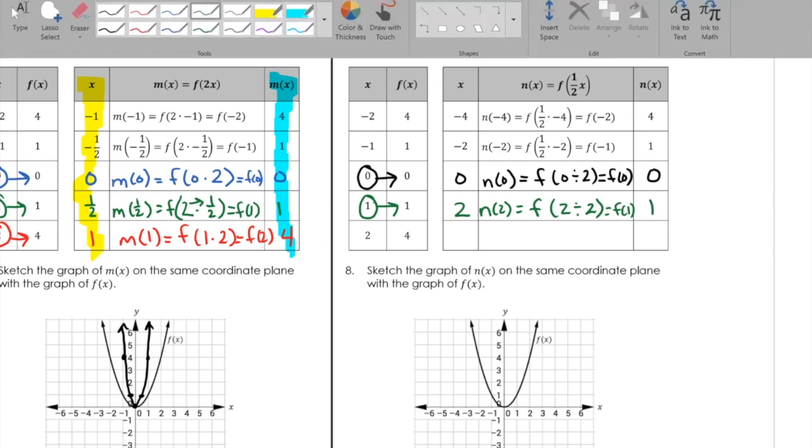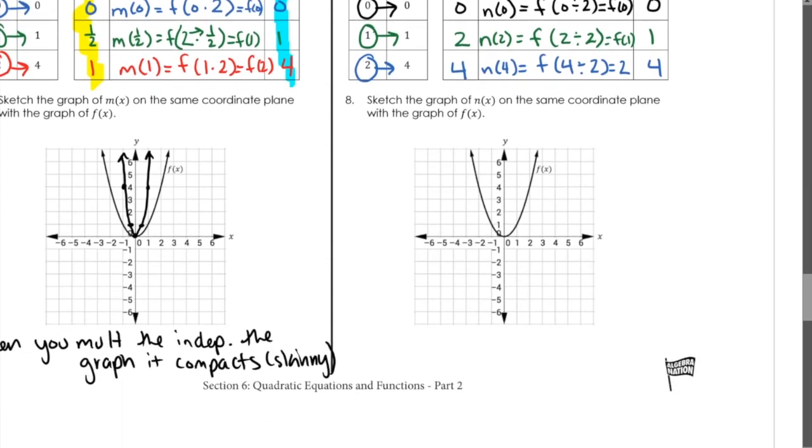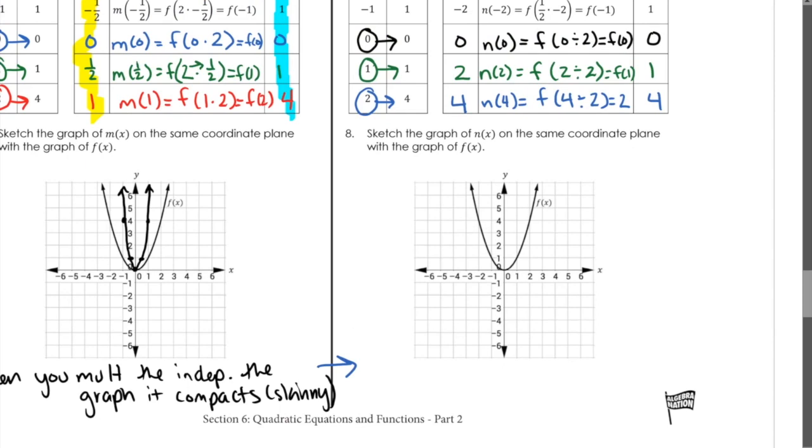Okay, and last but not least would be the 4. Remember, you're taking the opposite of the other two numbers. So n of 4 equals f of 4 divided by 2. 4 divided by 2 is 2. So this answer, grab right here, and it is 4. Okay, so now go ahead and graph that and do the same thing that I said over here. What happens when you divide a number by 2, or when you divide a number by anything?